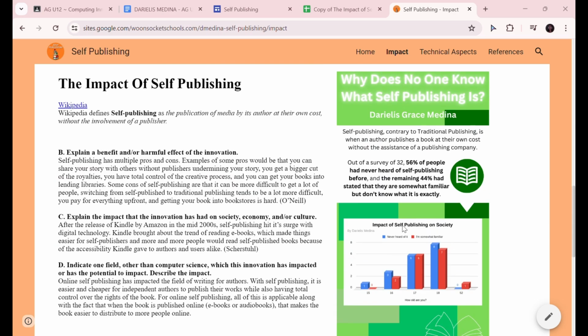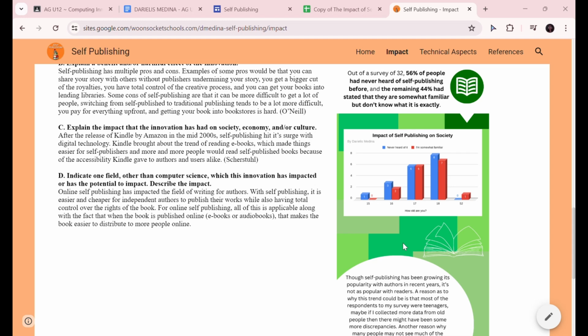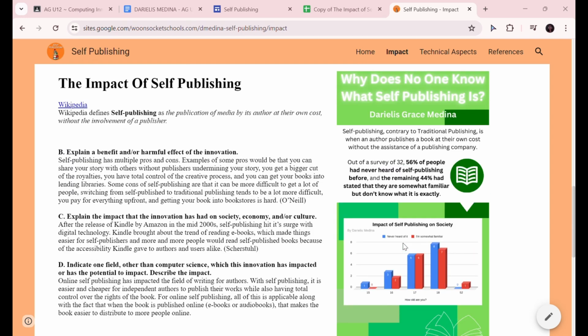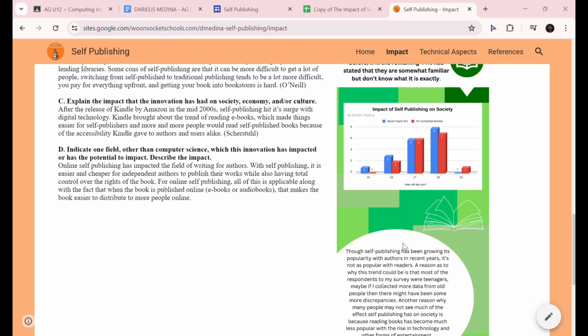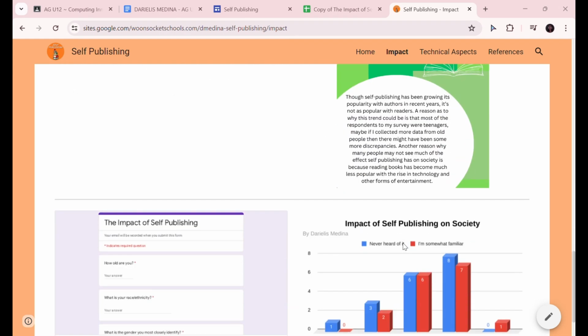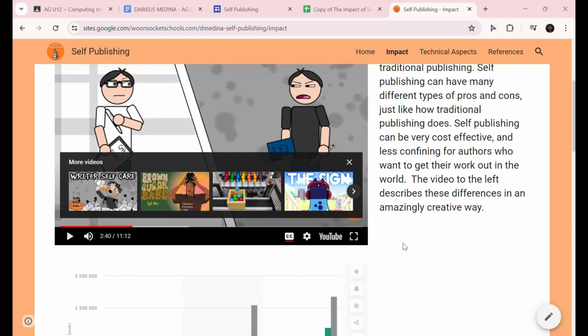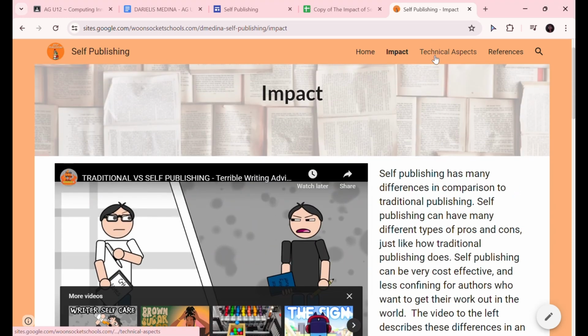And then here's an infographic that I made with the graph that I also made. It shows the results of the study that I did. A lot of people don't know what self-publishing is or how it even affects them in society. Now onto the technical aspects.